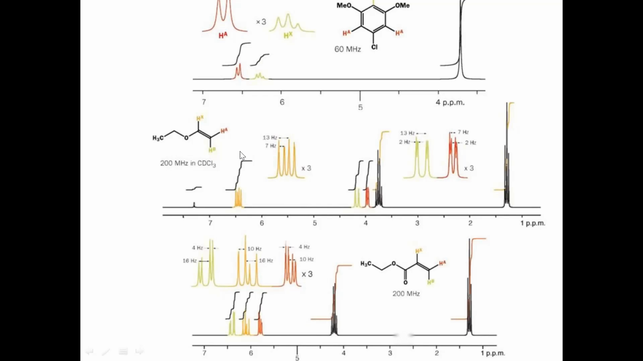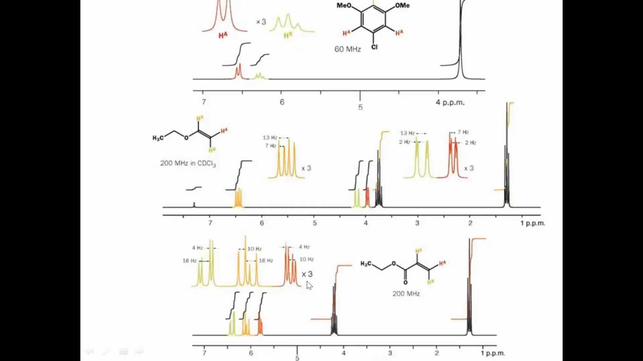Because these are the geminal hydrogens, and these are the vicinal hydrogens. So the J value will appear because of interaction of HA with this one and this one protons.